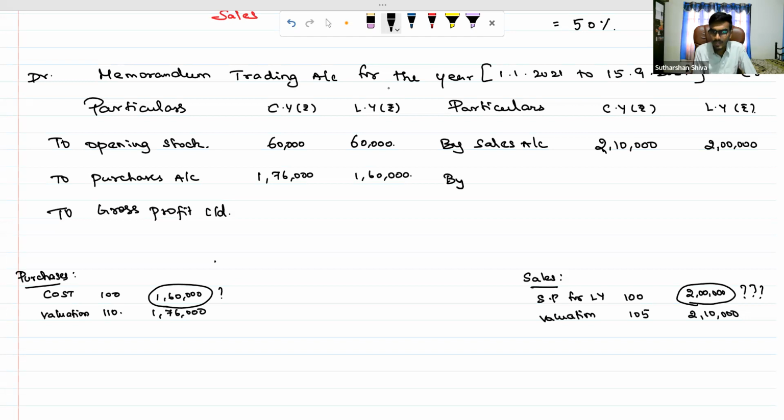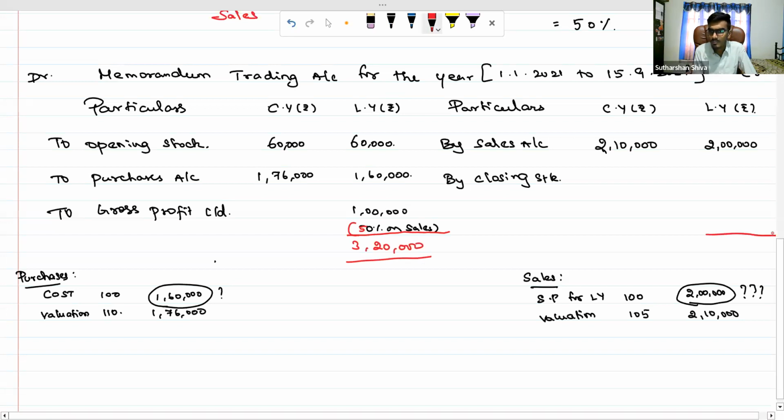Then I am left with closing stock. So I know one thing. It is nothing but 50. Gross profit is nothing but 50% on sales. If it is 50% on sales, last year is 2 lakh. 50% of 2 lakh is what? 1 lakh. Now I am going to balance this. Okay. So if I'm balancing this, it is going to give me 3,20,000.